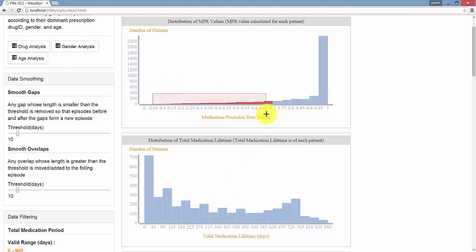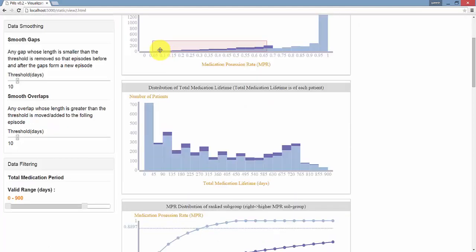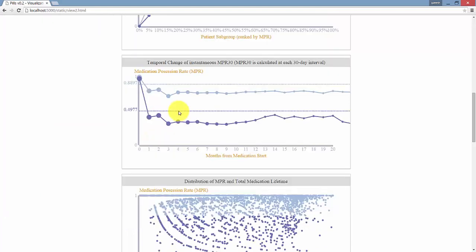and it allows us to find new insights. So let's say you want to find out the distribution of patients with less than 0.7 MPR with more than 10 days of gap and overlap. The patients who have below 0.7 MPR have been on medication between 90 days and 765 days. MPR 30 is MPR calculated for every 30 days of their medication period, and the size of the dot indicates the number of patients. As you can see from this graph, the number of patients decreases over time, hence the size of the dots.